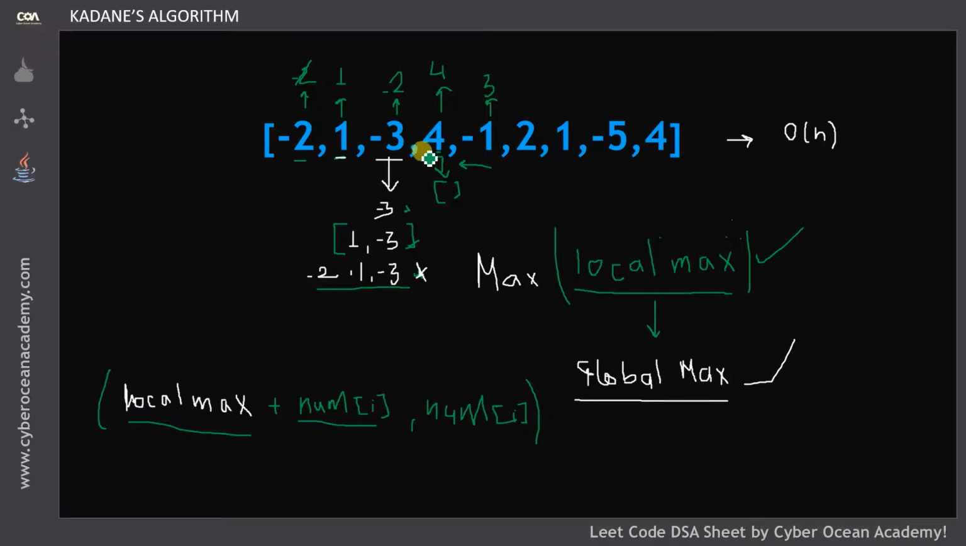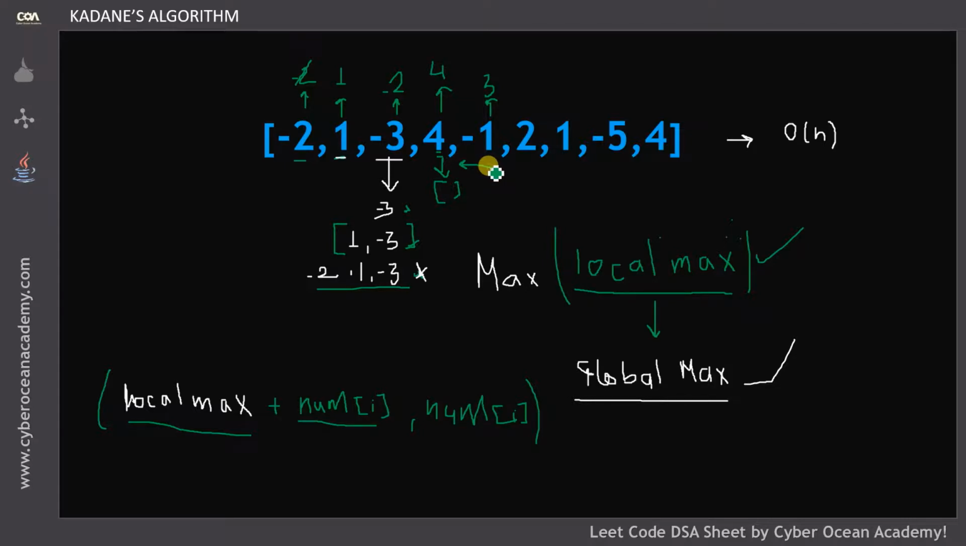Or it is any previous contiguous subarray. So for minus 1, what are the possible subarrays? It is simply minus 1, it is 4 minus 1, and minus 3, 4 minus 1, 1 minus 3, 4 minus 1, 1 minus 2, 1 minus 3, 4 and minus 1. So these are the possible subarrays.